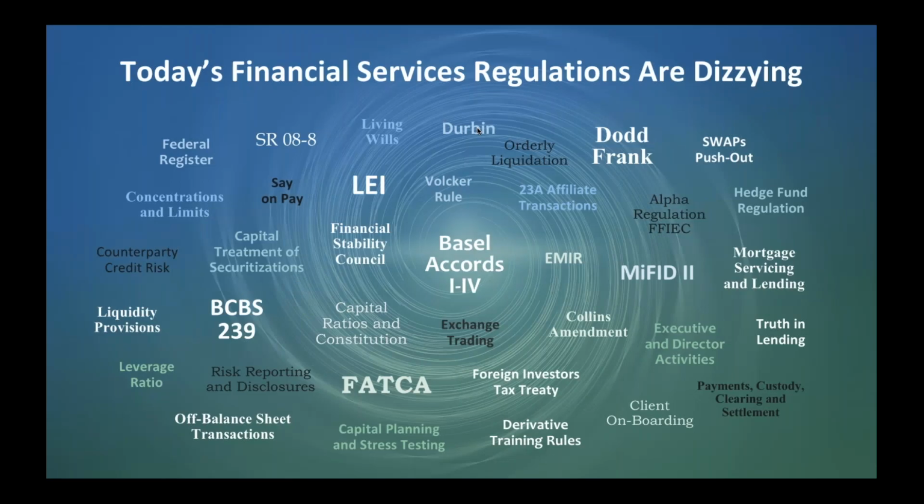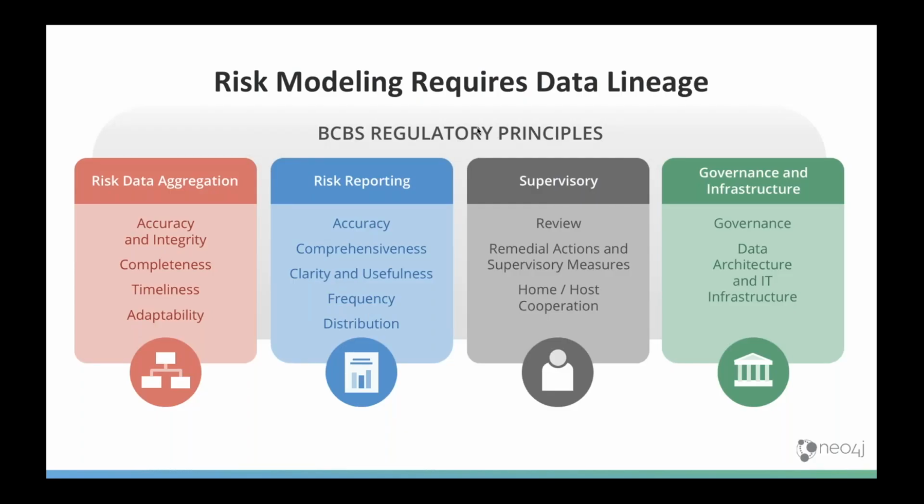So with that, let's go into today's financial services regulations, which are actually pretty dizzying. These are the majority of the regulations that financial service firms need to comply with today. It's a pretty involved set of regulations, and most financial services firms actually have separate teams attacking each and every regulation, although a lot of the data behind these regulations is similar, a lot of it is in common.